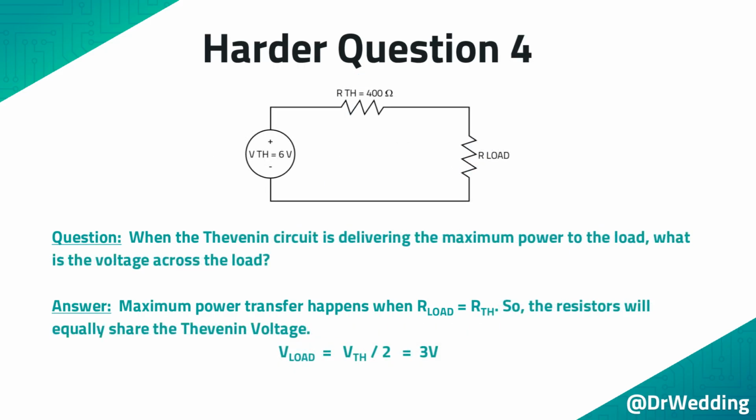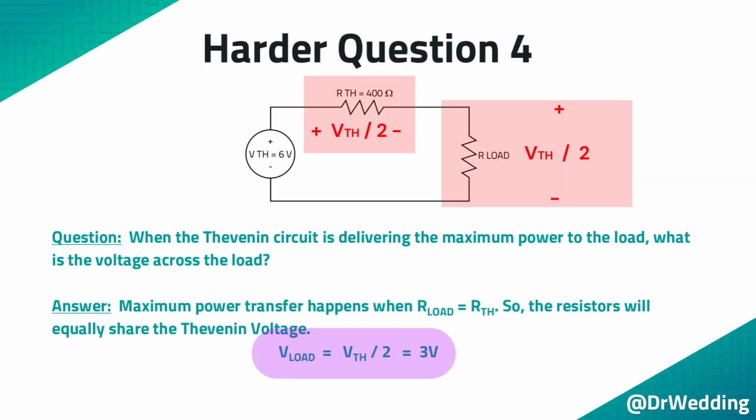Question 4 is the same as question 3, this time with a Thevenin circuit. When the Thevenin circuit is delivering the maximum power to the load, what is the voltage across the load? Maximum power transfer happens when the load resistance is equal to the Thevenin resistance. So, the resistors will equally share the Thevenin voltage. So the Thevenin resistance will have a 3-volt drop across it, and the load resistor will also have a 3-volt drop across it.